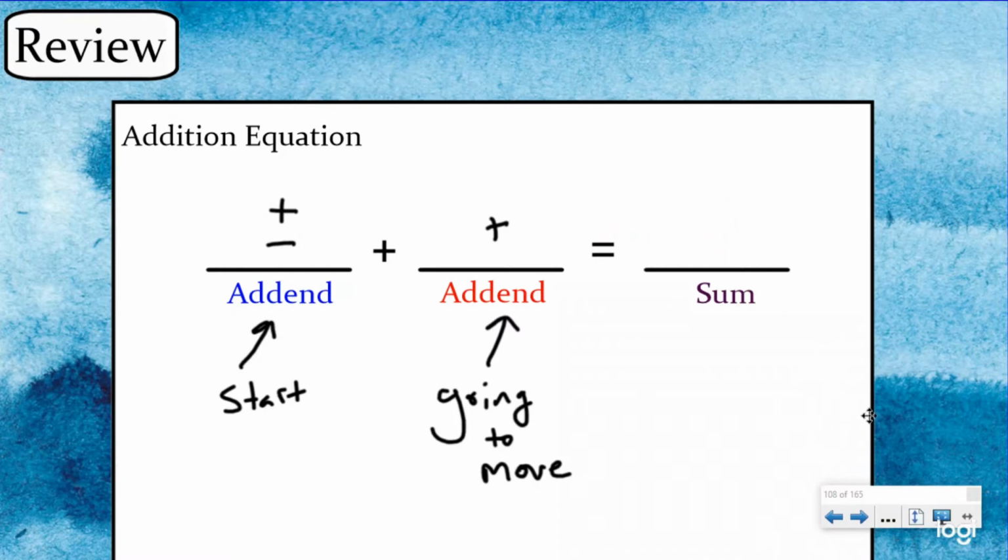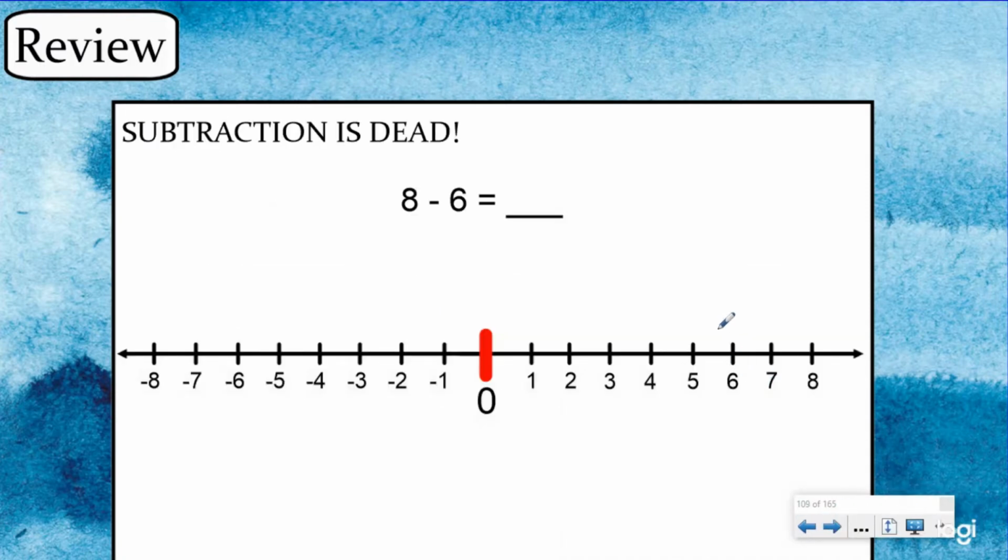Let's review one more key thought from last lesson before we get started, and that is subtraction is dead, right? We talked about that in our last lesson when we talked about making zero pairs. So if we're starting at 8, this subtraction equation tells me we're starting at 8, and then we want to move left on the number line. We want to take away 6. Instead of subtracting, the way we're going to represent moving left on the number line is rewriting this as the additive inverse, and we are going to be adding negative 6.